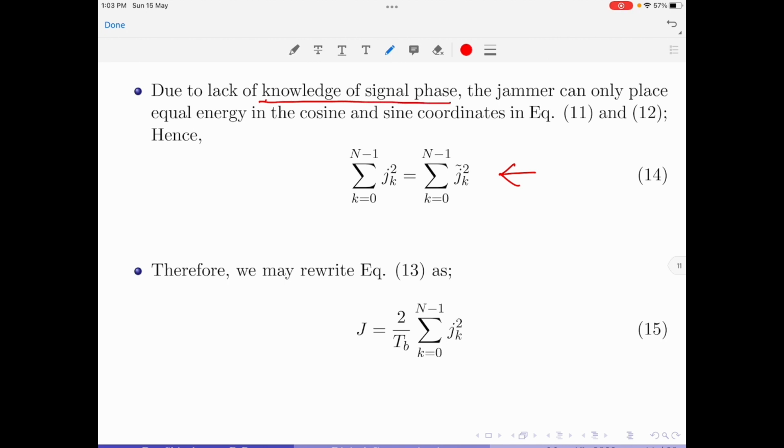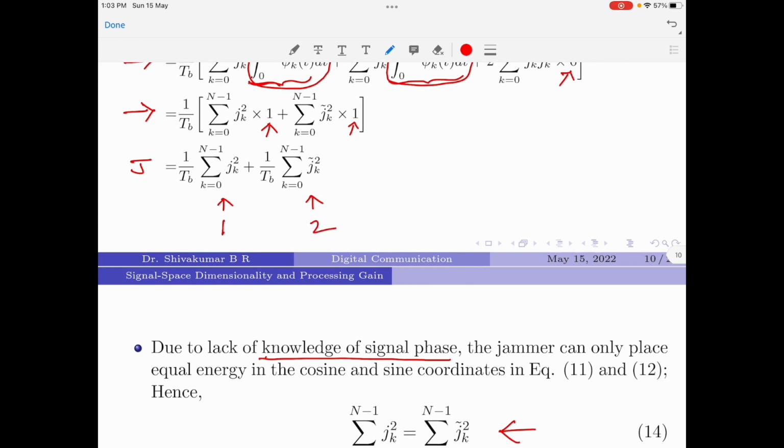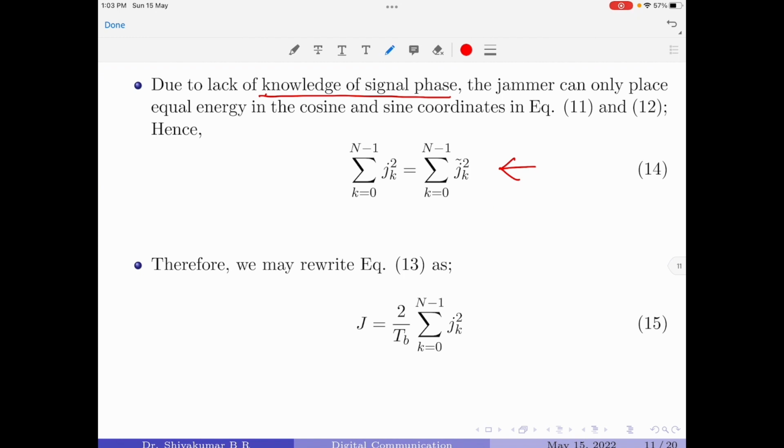Let us now substitute equation 14 back into equation 13. Since the RHS of equation 13 is the same in both the first as well as the second term, the average power of the interfering signal J is equal to 2 divided by Tb summation k varying from 0 to n minus 1 Jk square. Right. With that, now we have analyzed the signal space dimensionality of the interfering signal as well.